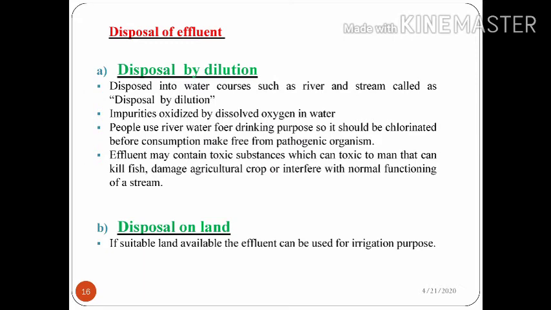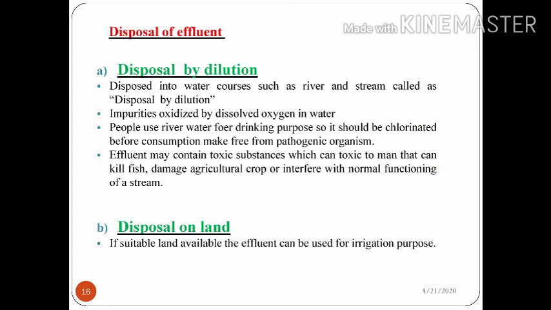Disposal of effluent. The disposal by dilution. Disposal into water courses such as river and stream is called disposal by dilution. The effluent is diluted in the body of water and impurities are oxidized by dissolved oxygen in the water. The diluting capacity of the river or the receiving body of water and its dissolved oxygen content are important considerations before discharging this effluent into a river or any other water bodies.